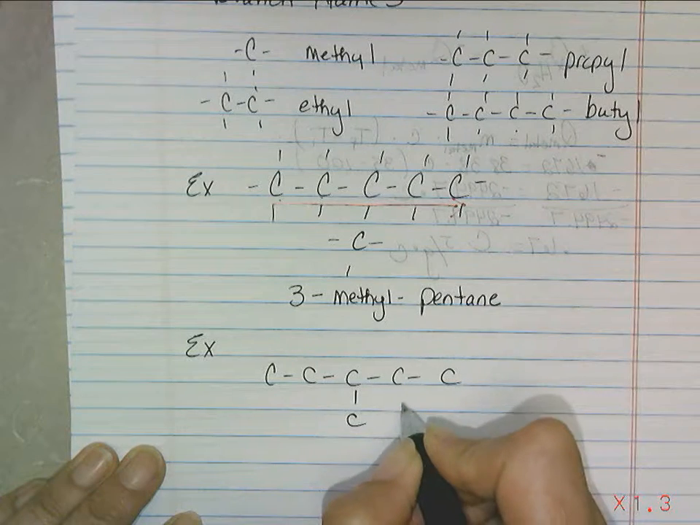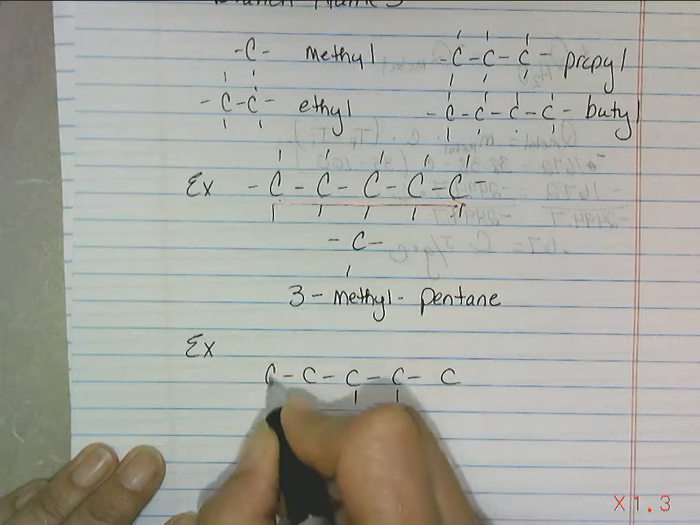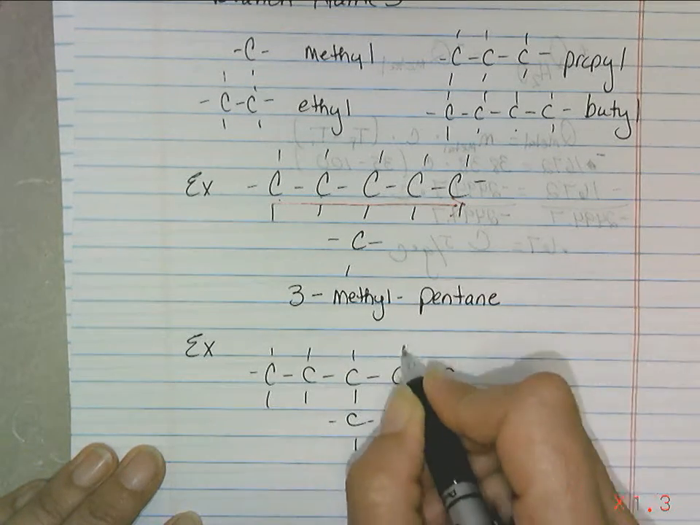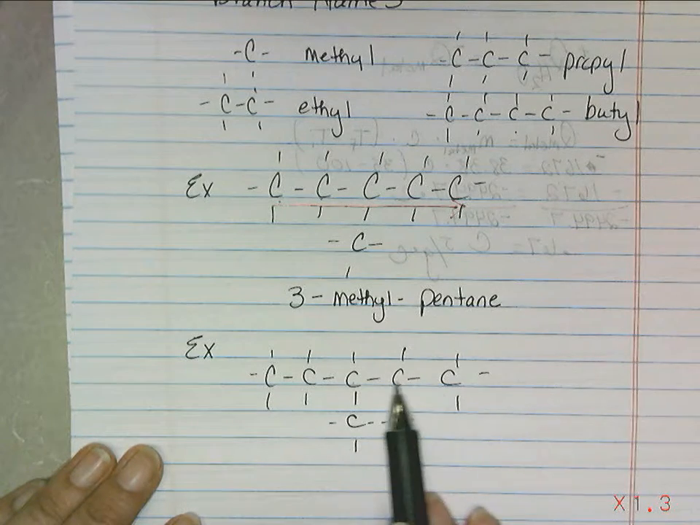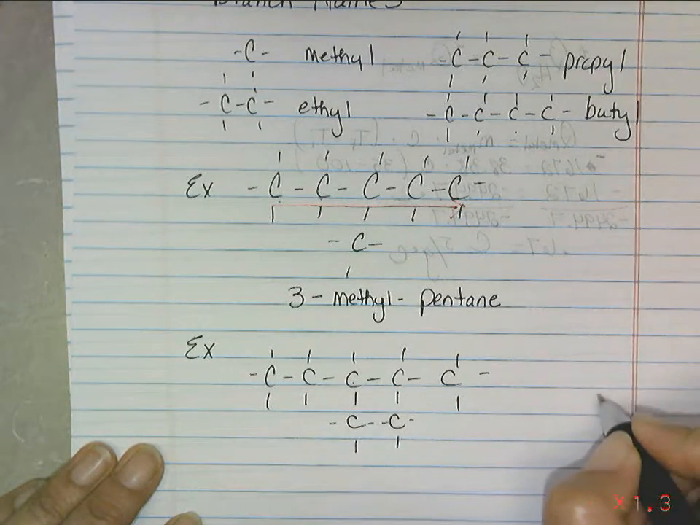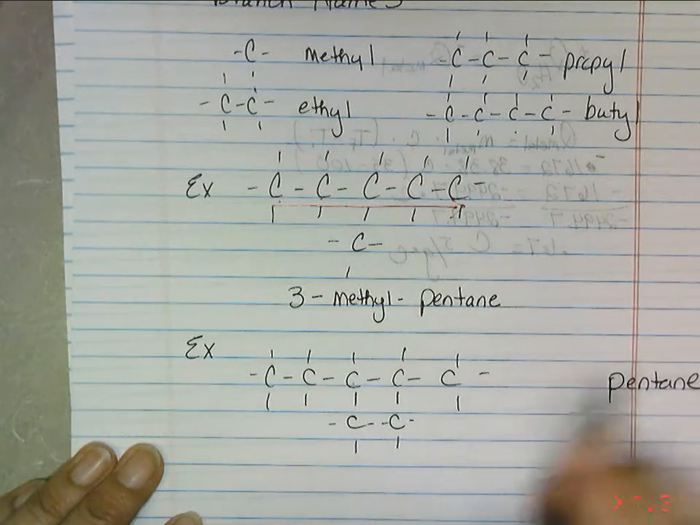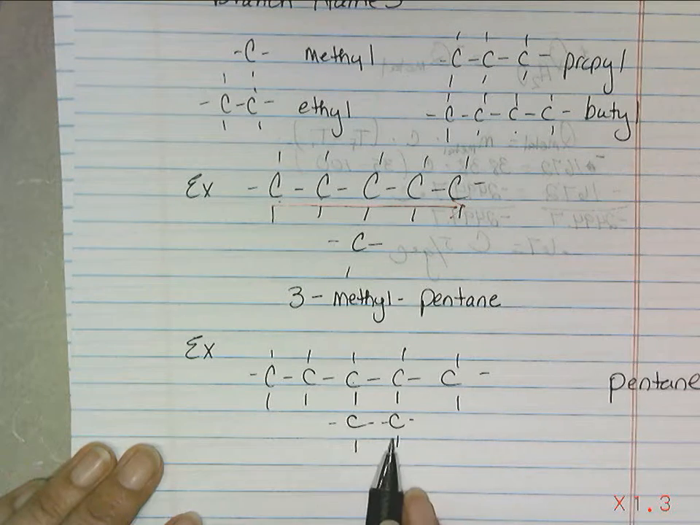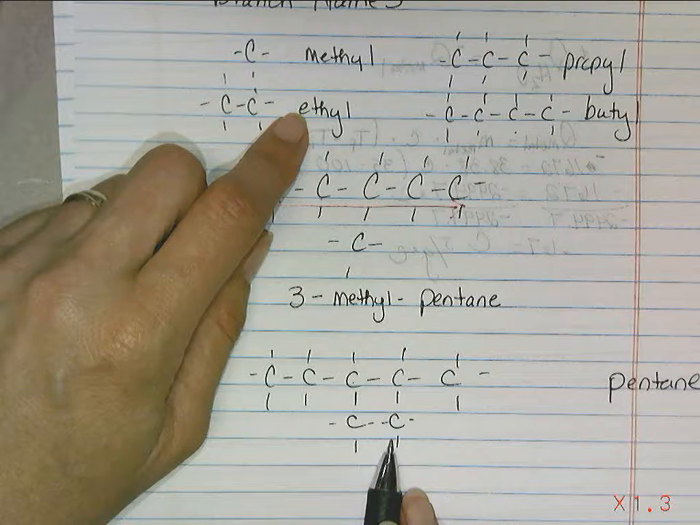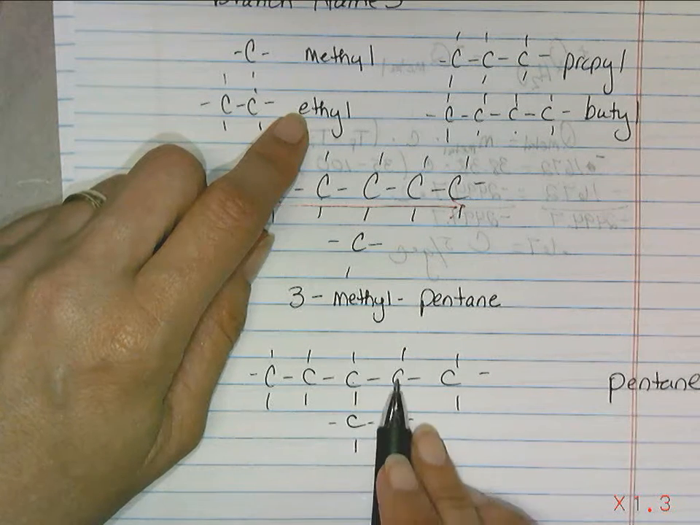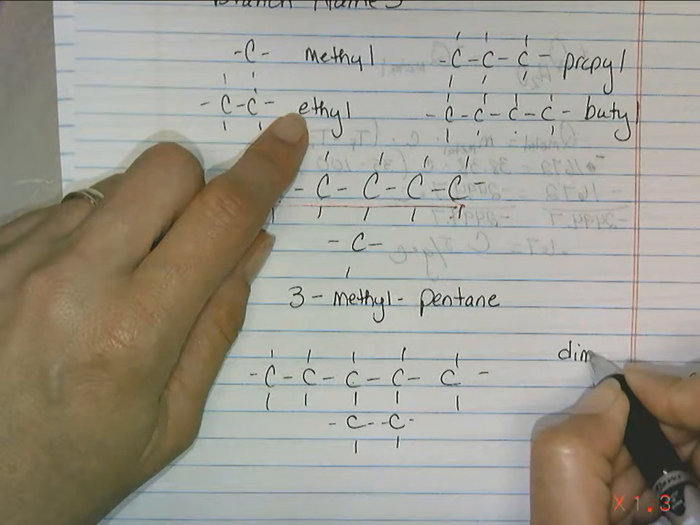I'm going to do this. Everybody's got 4 bonds. Once again, I have that 5-carbon pentane. I'm going to put it over here. Hey, I've got 2 methyl groups. No, this is not ethyl. Ethyl is when the carbons are together in the long string. These are 2 branches of methyl. So I have to say dimethyl.